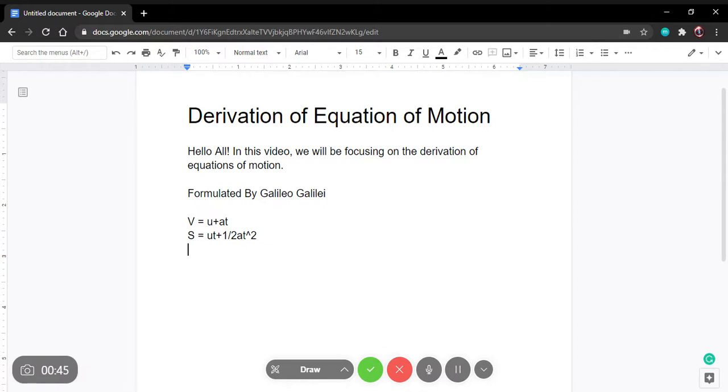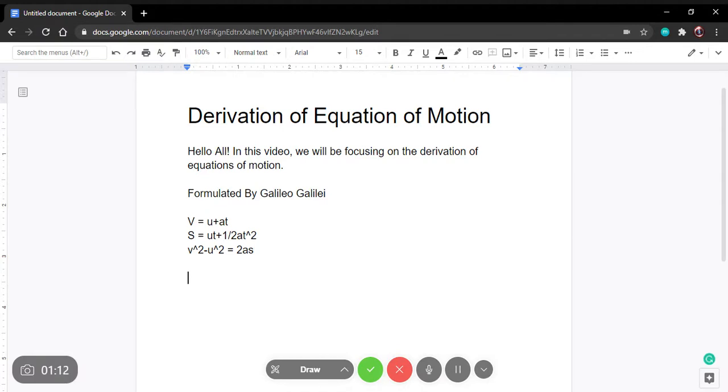In equations of motion, s stands for displacement, it's not distance, it is also not speed. Velocity is nothing but speed with a given direction. Acceleration is rate of change of velocity. The final equation is v squared minus u squared is equal to 2as: final velocity squared minus initial velocity squared is equal to 2 into acceleration into displacement.